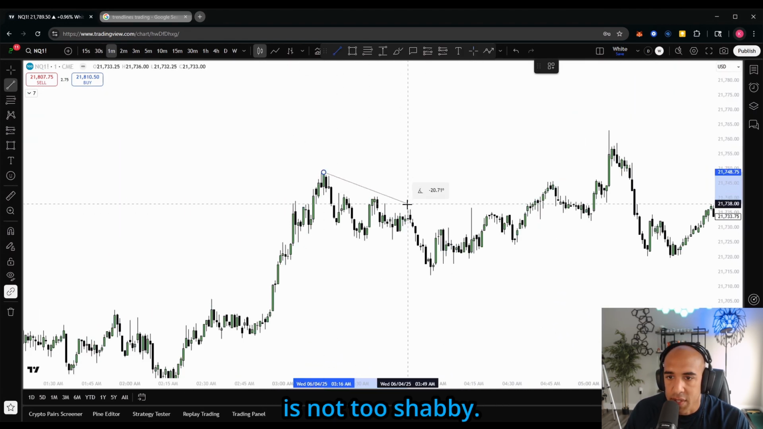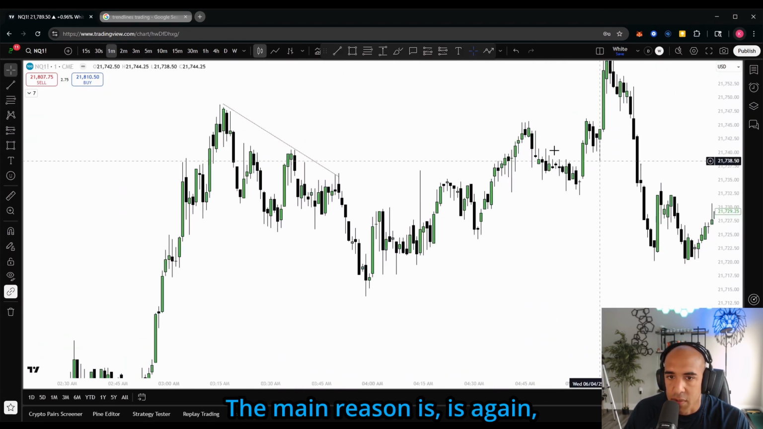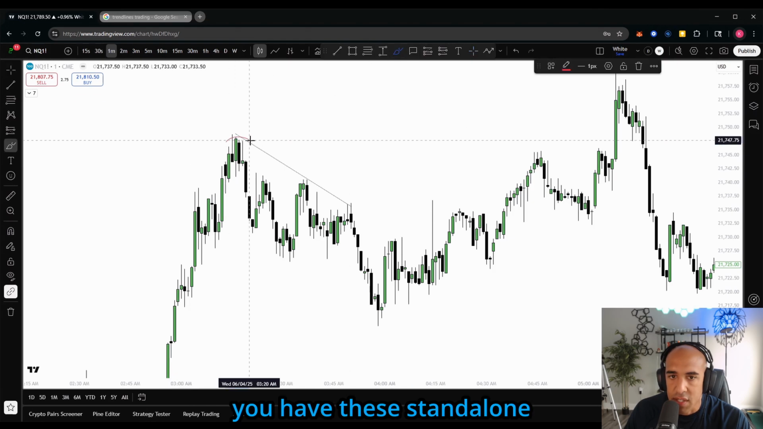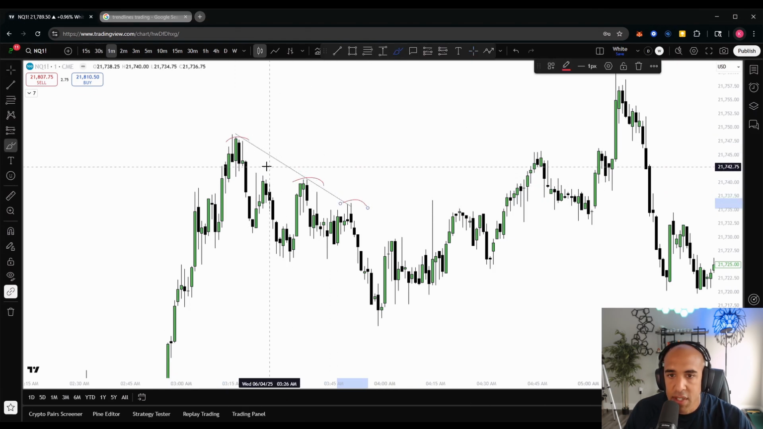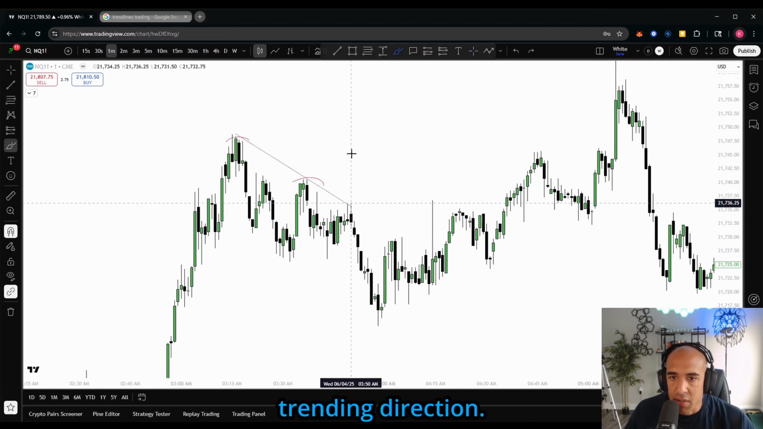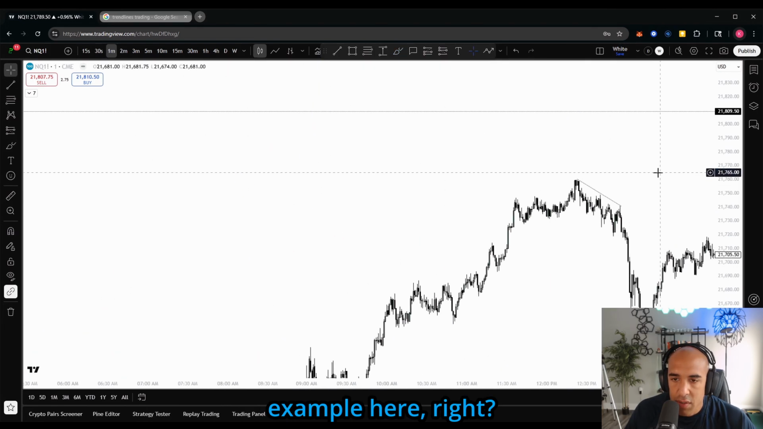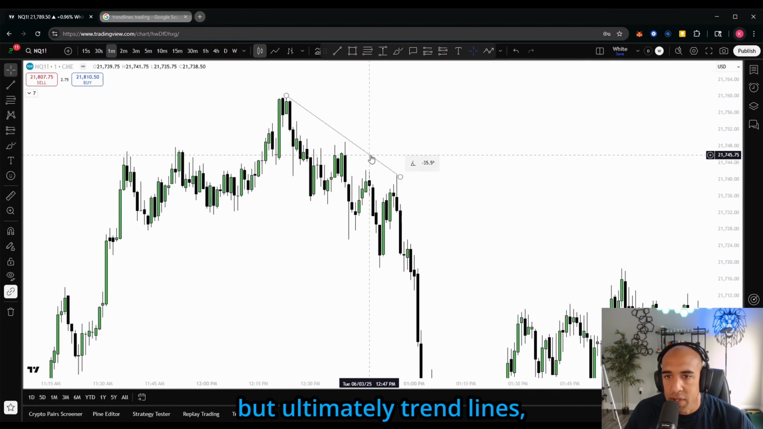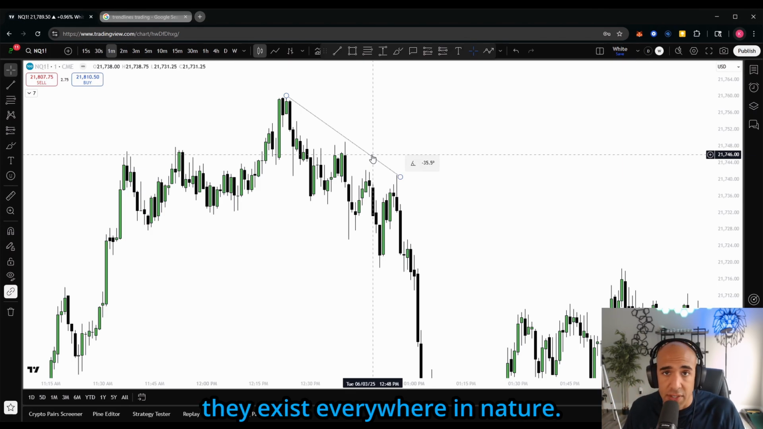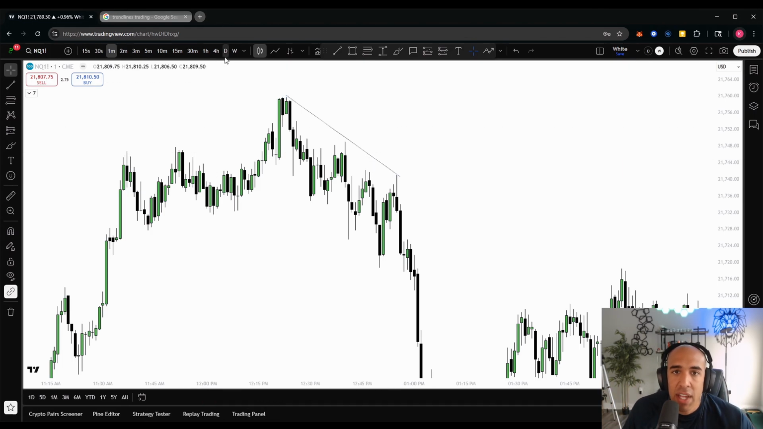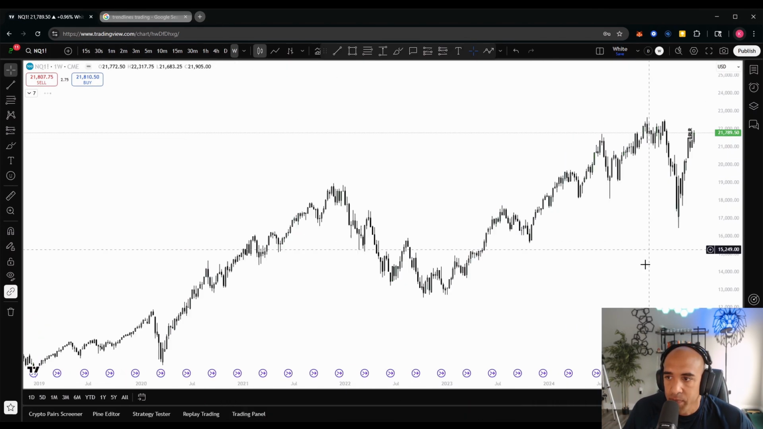This example here is not too shabby. I like this one. The main reason is again, you have these standalone highs, very obvious highs. And price is somewhat in a trending direction. I'd give that about a B+ setup. Here's a nice example here, right? These are all baby trend lines, but ultimately trend lines exist everywhere in nature. It's a trend indicator. And I'll give you an example on the higher time frame with the stock market.